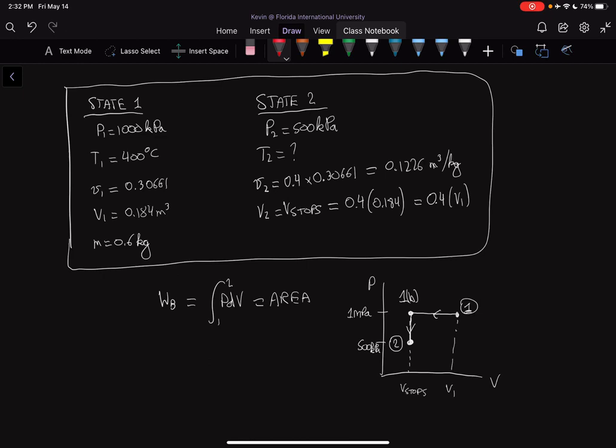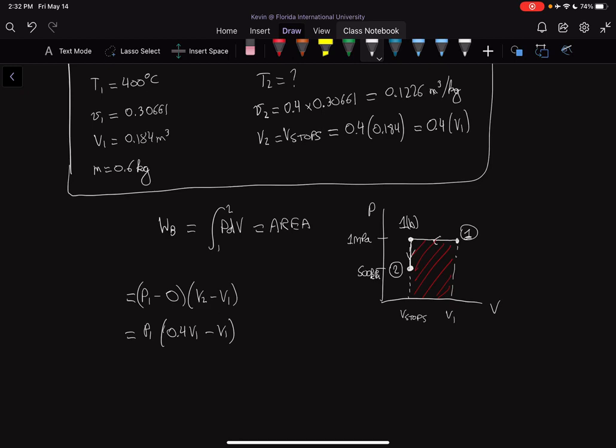So the work from state 1 to state 2 is just the area under this. And so we're going to write this area out. We're going to say that it's equal to P1 minus 0. Okay, it's the whole area, P1 minus 0, multiplied by V2 minus V1. In this case, we now know that V2 is equal to V stops. And V stops is equal to 0.4 V1. So it's 0.4 V1 minus V1. That's why we didn't need to solve for V2. You could have solved for V2 and then just plugged in the values. It would have been fine too.